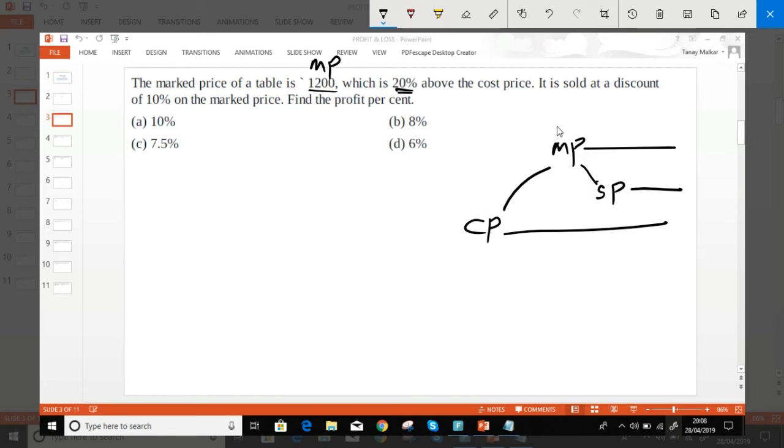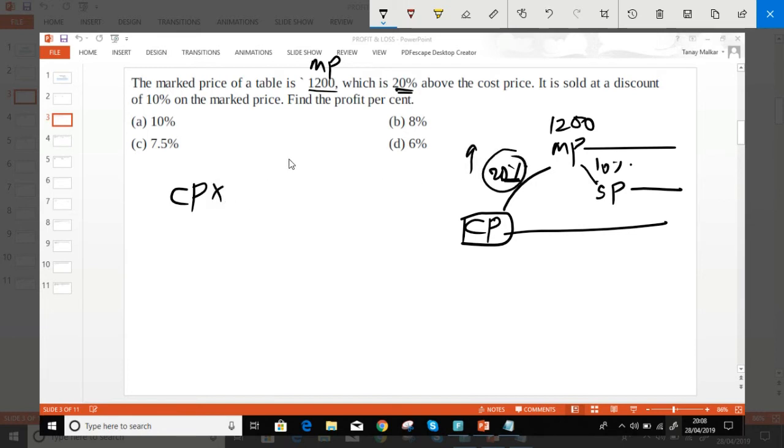Now here the markup price is given, 1,200, which is 20% above the cost price. That means the percent markup is given, and it is sold at a discount of 10%. Okay, find the profit percentage. Now understand, cost price multiplied by, if I am increasing the cost price by 20%, I am getting the markup price, which is 1200. So 20% I have to increase it.